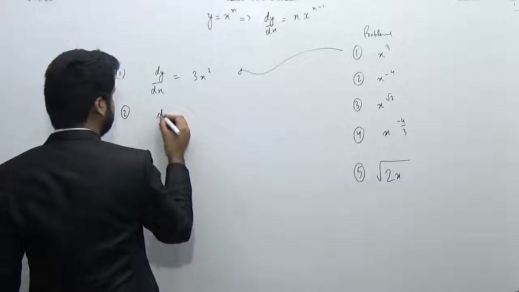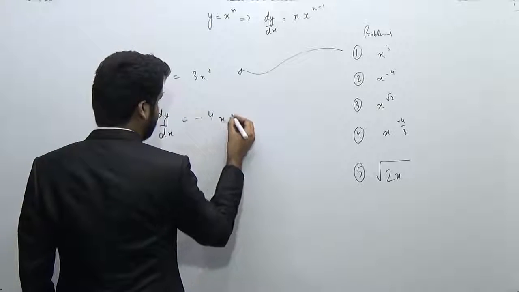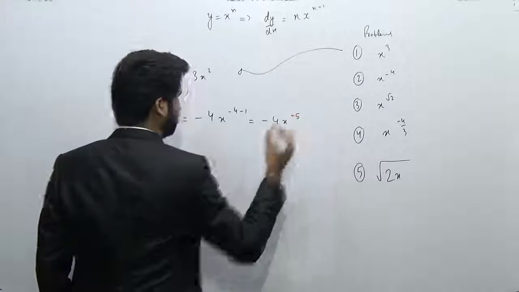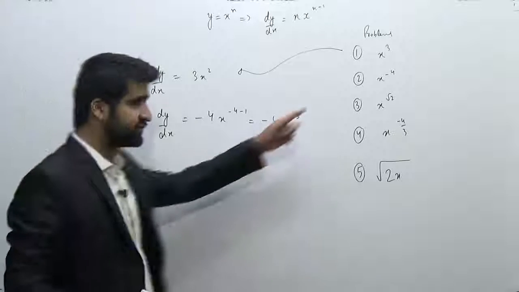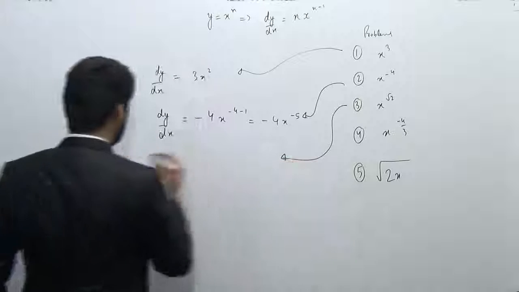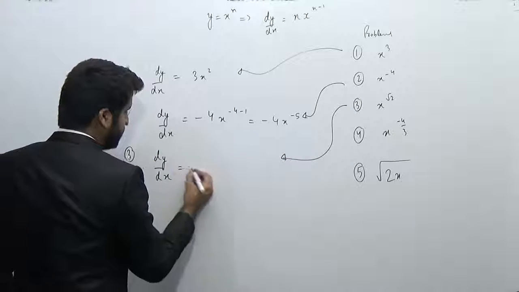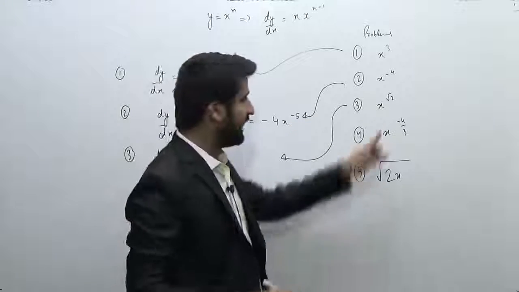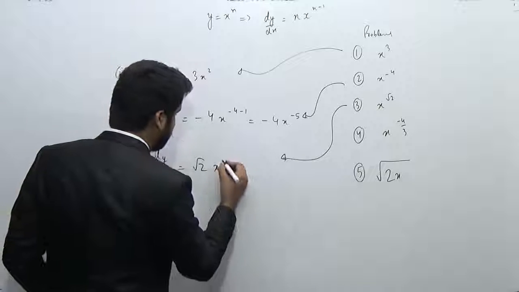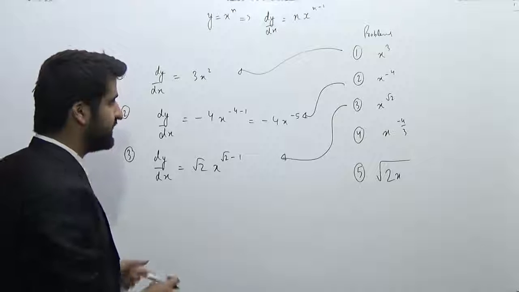Similarly, the second one will become dy upon dx is equal to minus 4 x to the power minus 4 minus 1, which is minus 4x to the power minus 5. So this is the differentiation of the second function. Similarly, the third function, let's see. In this case, dy upon dx will be equal to, you just have to put this root 2 in the front and you have to subtract 1 from this root 2. So this will become root 2 x to the power root 2 minus 1. So this is the differentiation of the third function, which is x to the power root 2.